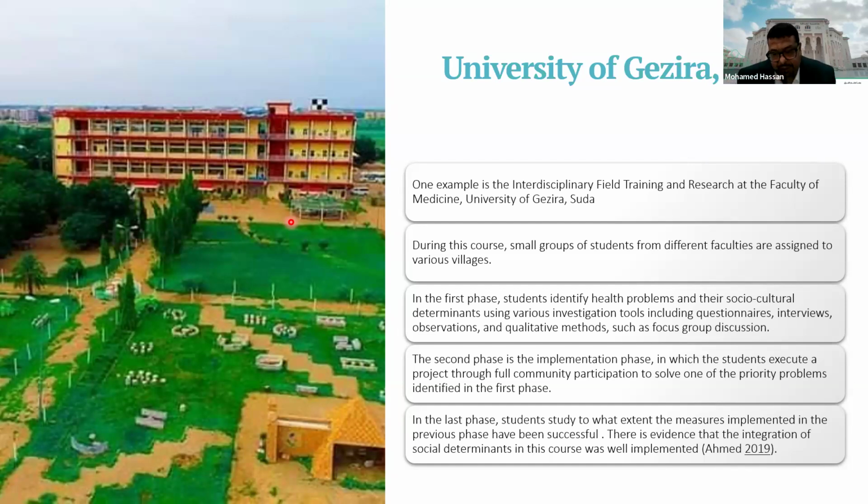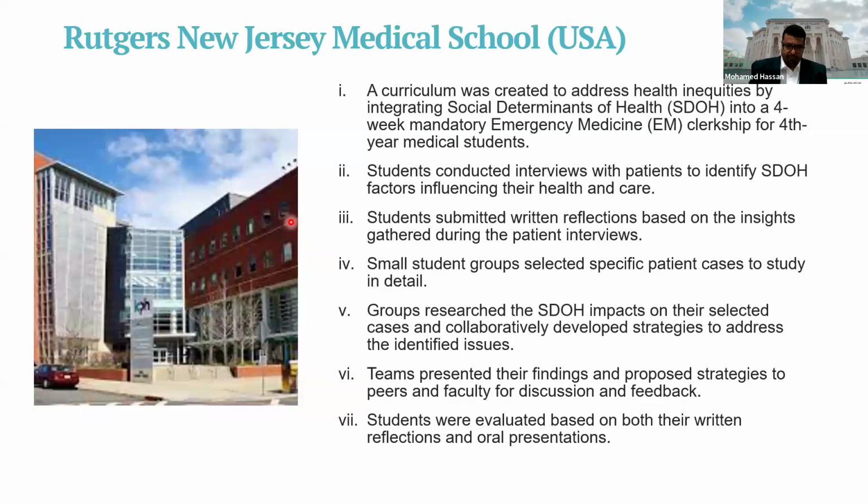In the last phase, phase three, students study to what extent the measures implemented in the previous phase have been successful, and there is evidence that the integration of social determinants of health in this course was well implemented.